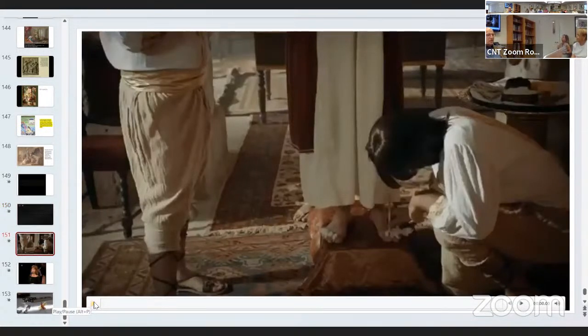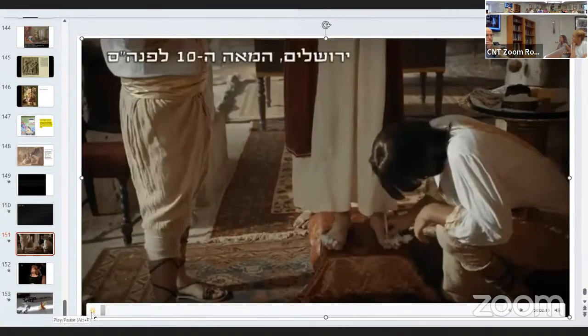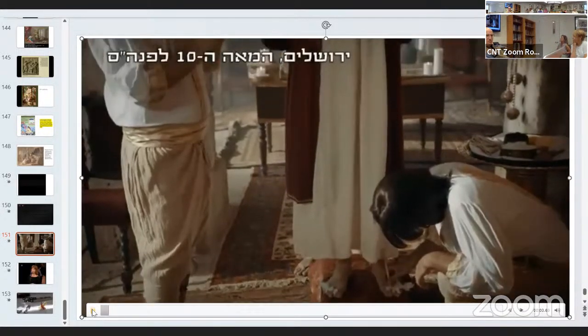Oh, this I think he's sending him to his death here. Jerusalem, 10th century before.